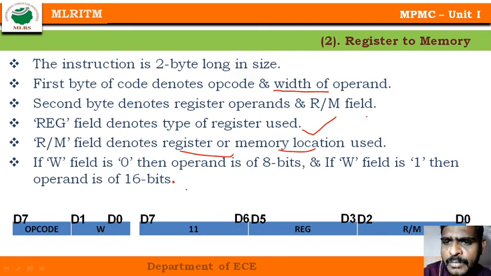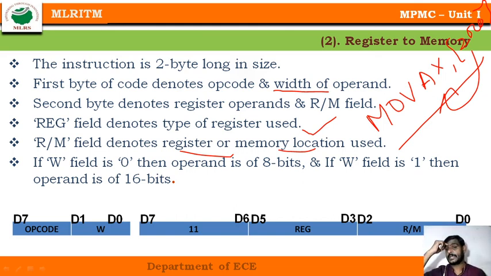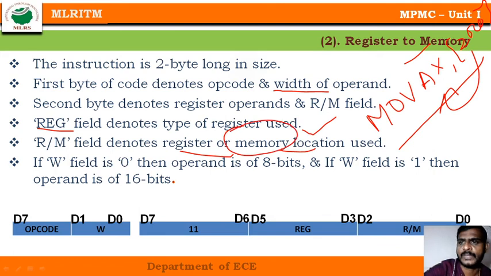So if you take an example, MOV AX, 2020. In this particular instruction, I want to transmit the data 2020 into the AX. Where AX is obviously the register field used, R/M is used as a memory as a source and register as a destination, and the width is 16 bits of information.